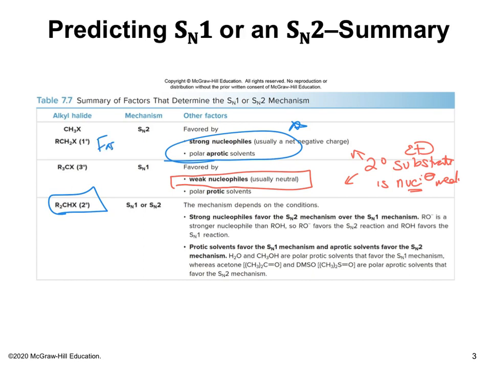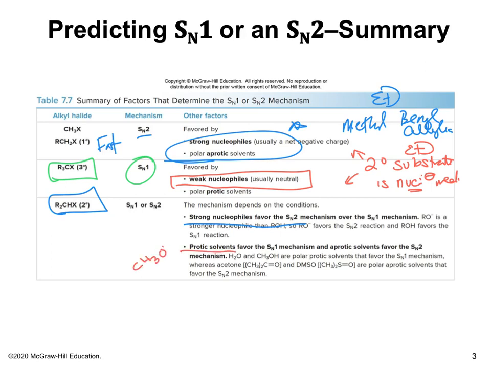So you can see that primaries all go fast. Primaries, methyl alkyl halides, we're talking about the substrate, benzyl, allylic, these are all going to be SN2. However, when you get a tertiary, tertiaries undergo SN1, they will not go SN2. So strong nucleophiles will favor SN2. Protic solvents, that's like methanol and water. Weak nucleophiles, that means no negative charge, will favor an SN1.